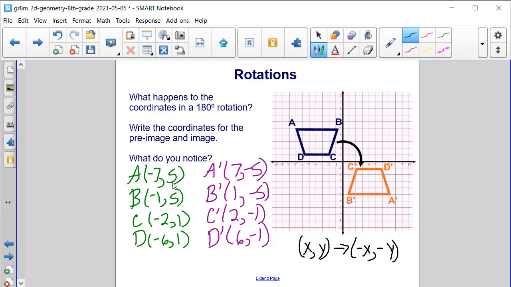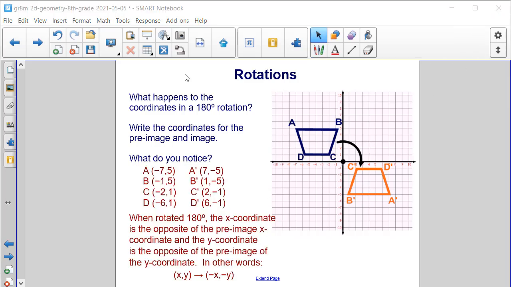So the x and y coordinates share the same numerical component, but their signs become the opposite of one another, one being rotated 180 degrees about the origin. So what we found in terms of a 180-degree rotation is that the pre-image coordinates become the opposite in the image, both the x and y. We went from negatives to positives, and we went from positives to negatives.